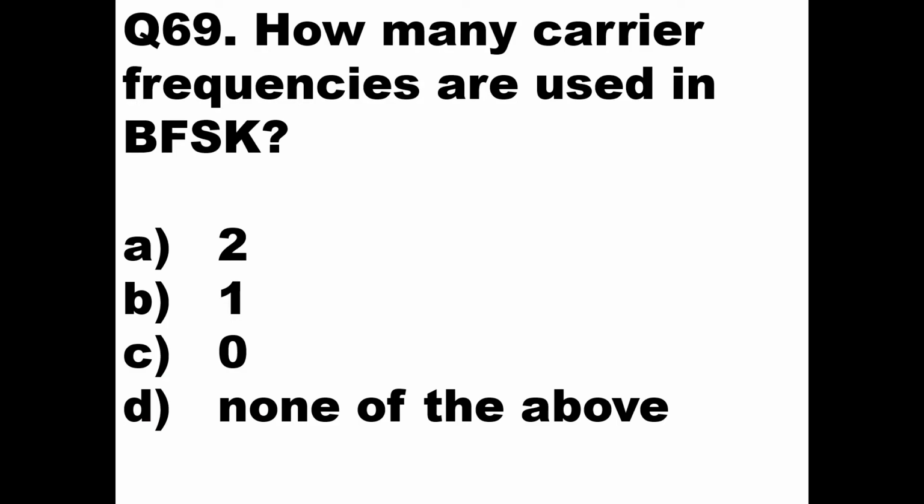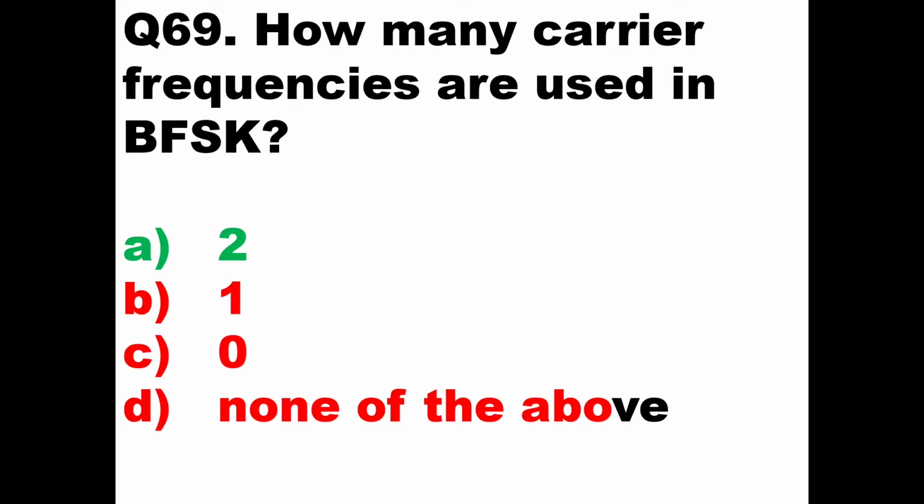Question number 69. How many carrier frequencies are used in BFSK, binary frequency shift keying? Okay, so how many carriers are used? If the input data is binary 1, one carrier is used, and if the input data is binary 0, the other carrier is used. So 2 carriers are used in BFSK, one to represent 0 and one to represent logic 1. So here the answer should be option A, 2. So how many carrier frequencies are used in BFSK is 2.